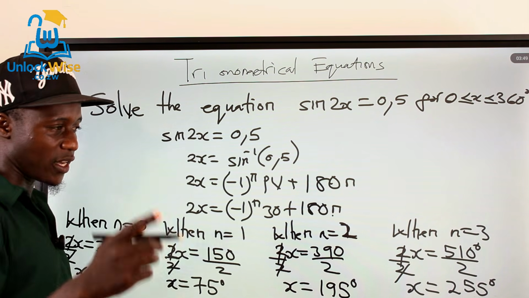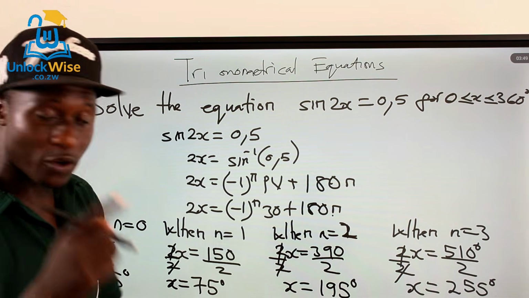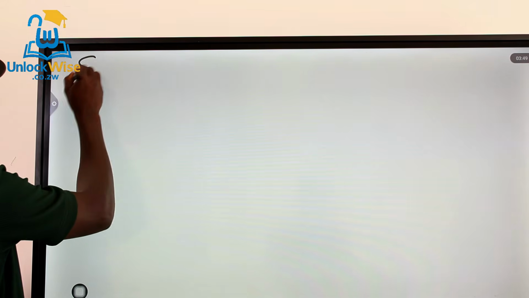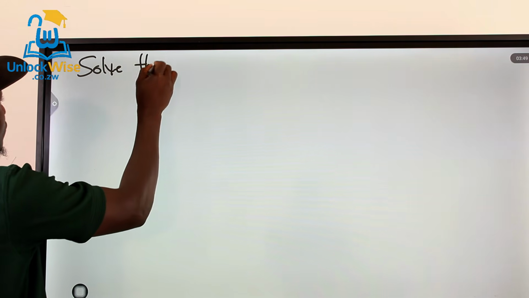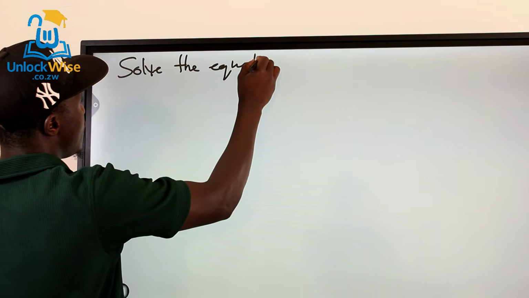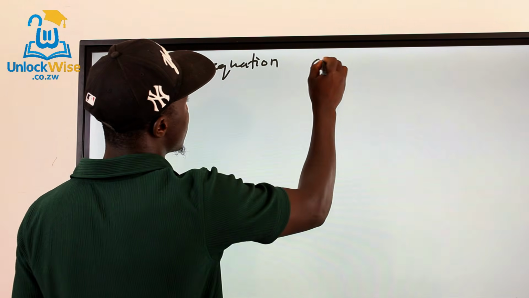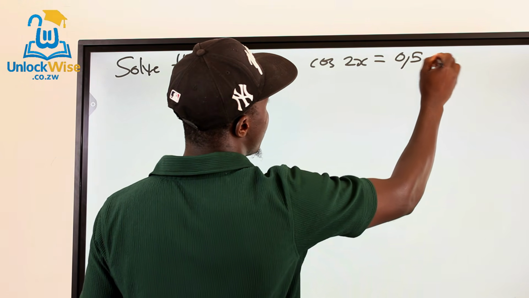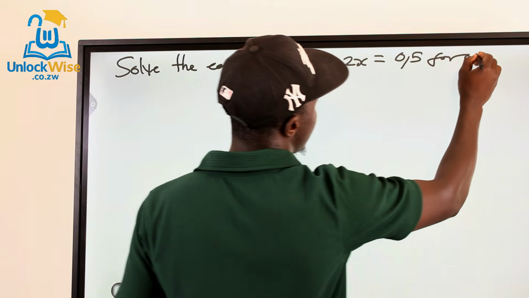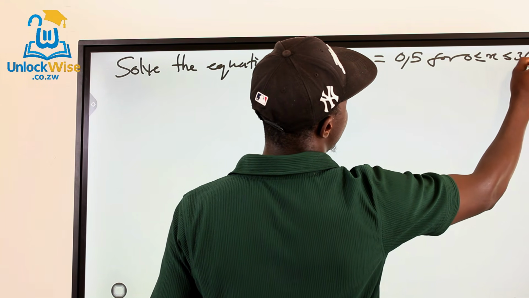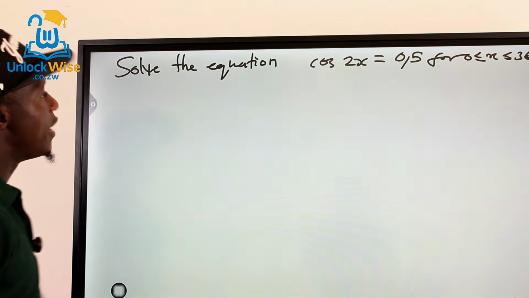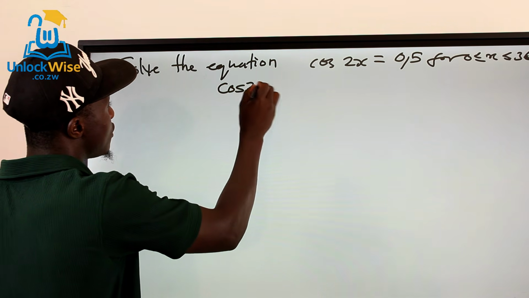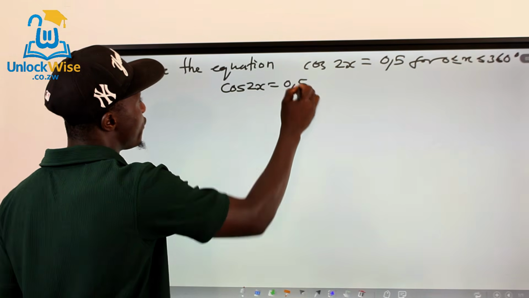Now we move on to the next question, whereby we'll be dealing with the quadrant of cos theta. So the question says, solve the equation cos 2x is equal to 0.5 for 0 is less than or equal to x less than or equal to 360 degrees. Now, let's rewrite the question once again. We're going to say cos 2x is equal to 0.5.